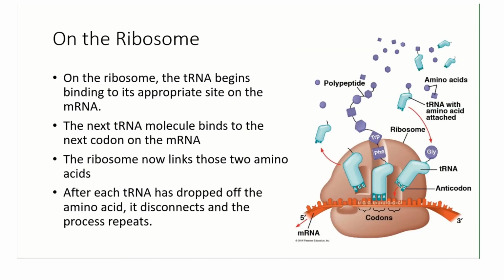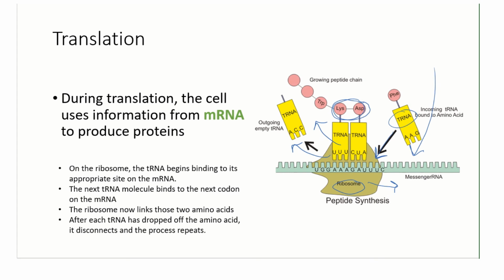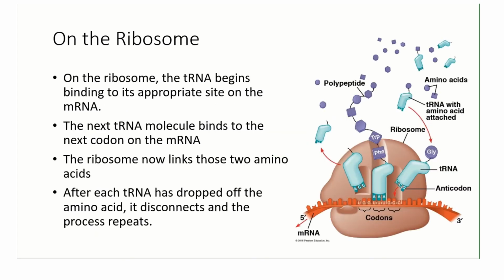Okay, so on the ribosome then, the tRNA will begin to bind in its appropriate site, right? We already said that. And then the next tRNA molecule binds to the next codon on the mRNA. The ribosome links those again. And after each tRNA has dropped off the amino acid, it disconnects and the process just repeats. So we kind of already said that up here, but there's another picture for you.